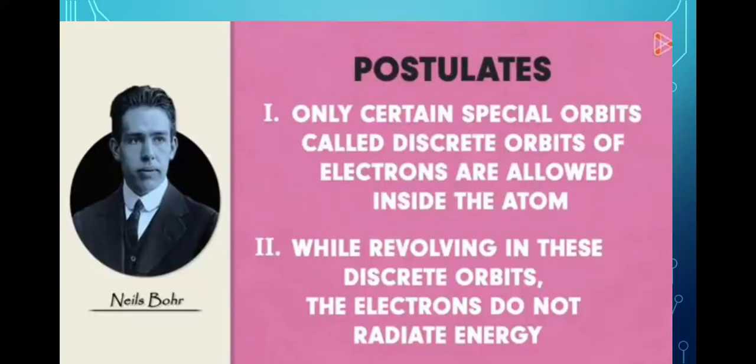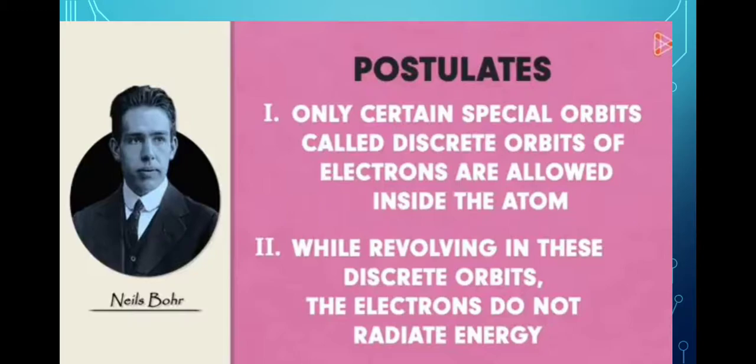Firstly, only certain special orbits called discrete orbits of electrons are allowed inside the atom. Secondly, while revolving in these discrete orbits, the electrons do not radiate energy. Now, these points definitely tell us why an atom is so stable. But what exactly are these paths or orbits in which the electrons revolve around the nucleus?